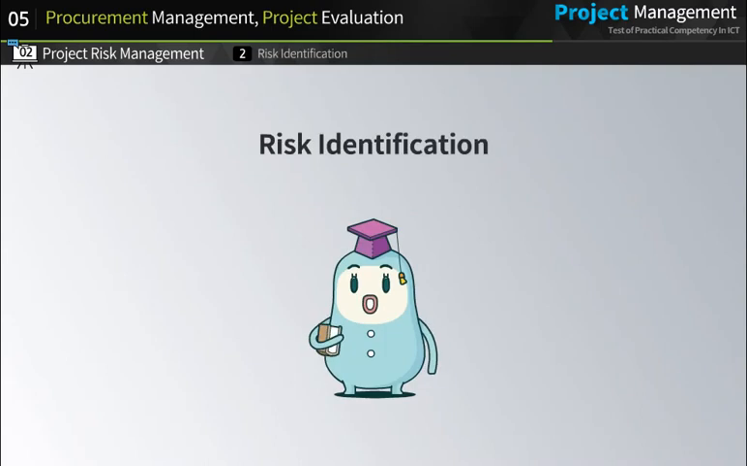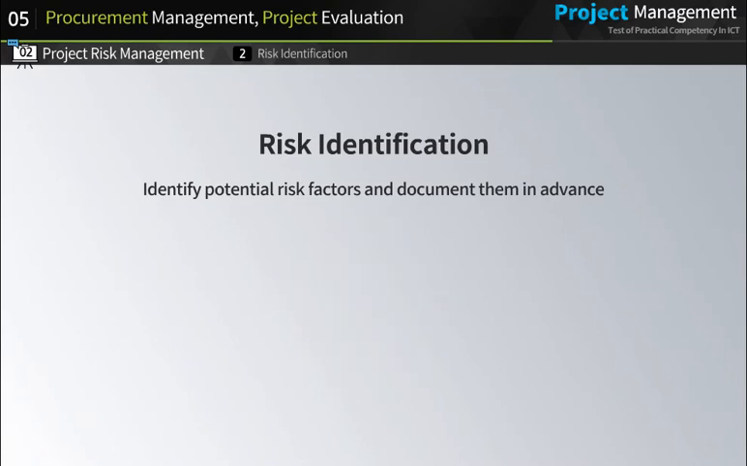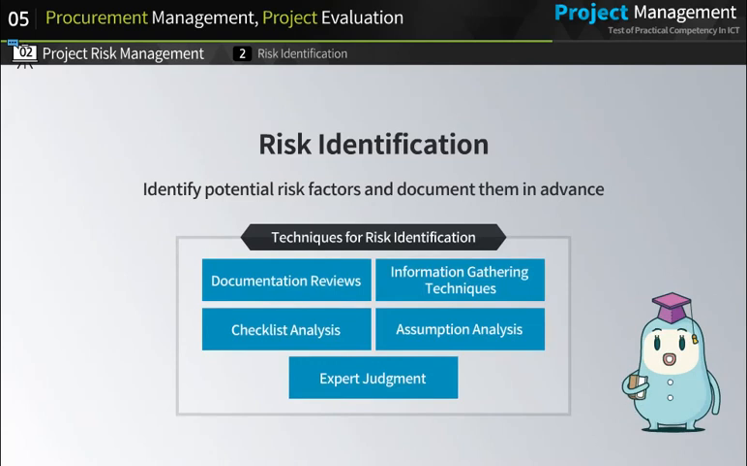Next is identifying risks. It is imperative to identify risks at the right timing, so activities to identify risks are very important. Identifying risks is the process of identifying potential risk factors and documenting them in advance. Techniques for risk identification include documentation reviews, information gathering techniques, checklist analysis, assumption analysis, and expert judgment.